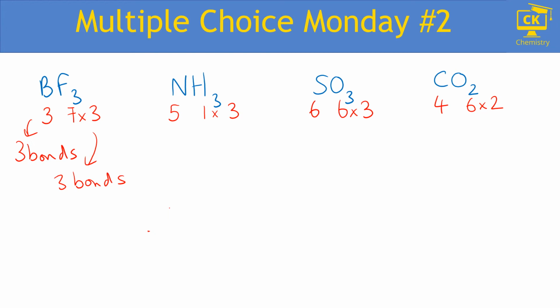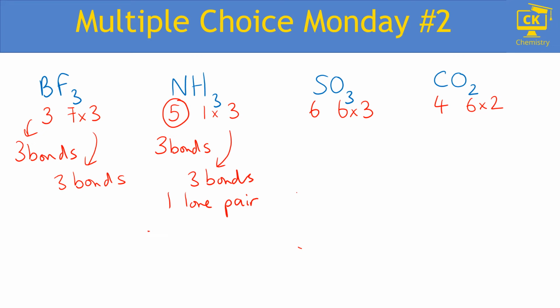Nitrogen is in group 5. It's going to make 3 bonds to each of the hydrogens. So there are going to be 3 bonds there, but that doesn't use all the electrons because there are 5 electrons, so there'll be 1 lone pair on the nitrogen.